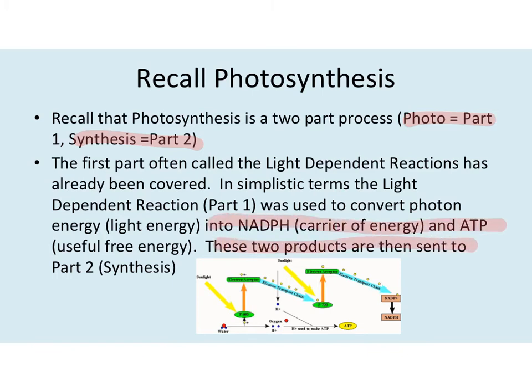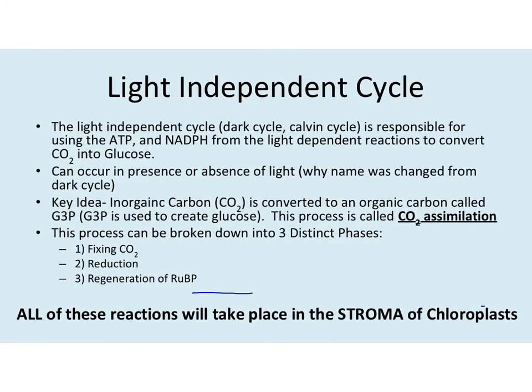Now these 2 products are then going to be used for part 2, which we're going to be talking about, the synthesis, or synthesizing glucose. So the light-independent cycle, okay, it used to be called the dark cycle, but they changed that because it can happen at light time when light is out or when it's dark. So it's not just when it's dark. It is responsible for using ATP and NADPH from the light-dependent reactions to convert CO2 into glucose. It can occur in the presence or absence of light, which is why it's not called the dark cycle anymore.